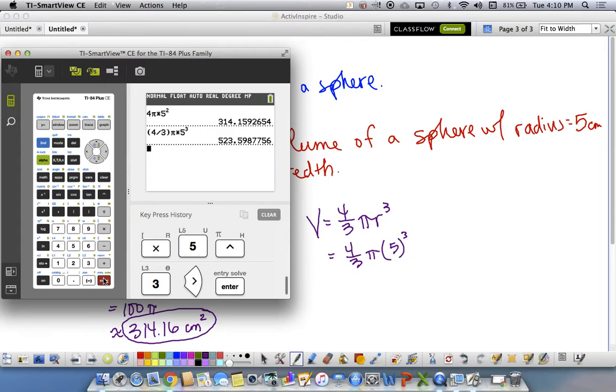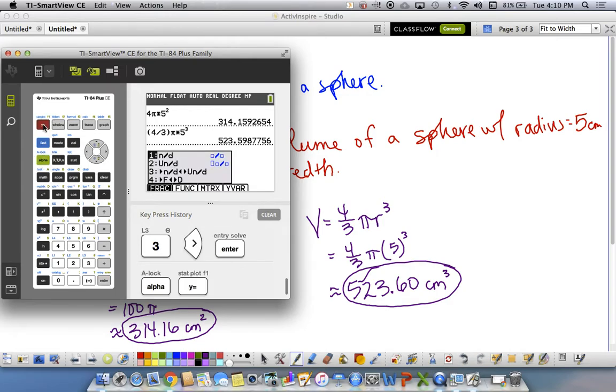So that seems about right. So we have approximately 523.59877. So when I'm rounding, that 8 sits to round that 9 up. So I need to round that to a 60 centimeters cubed.